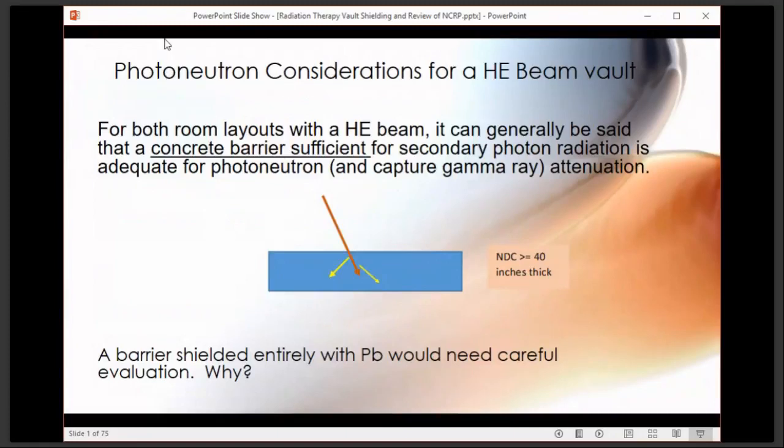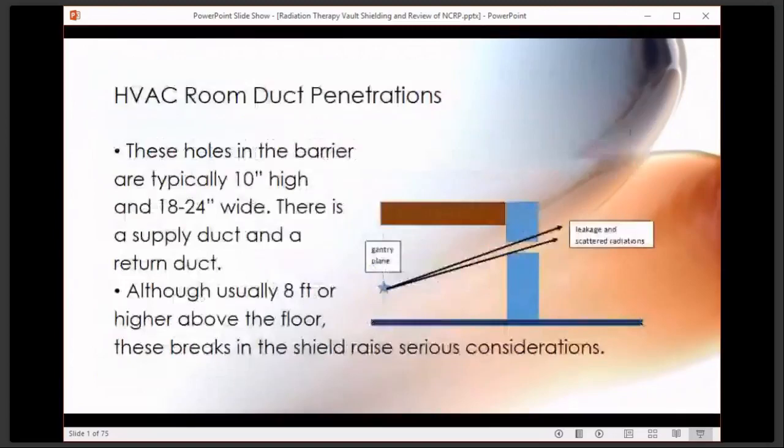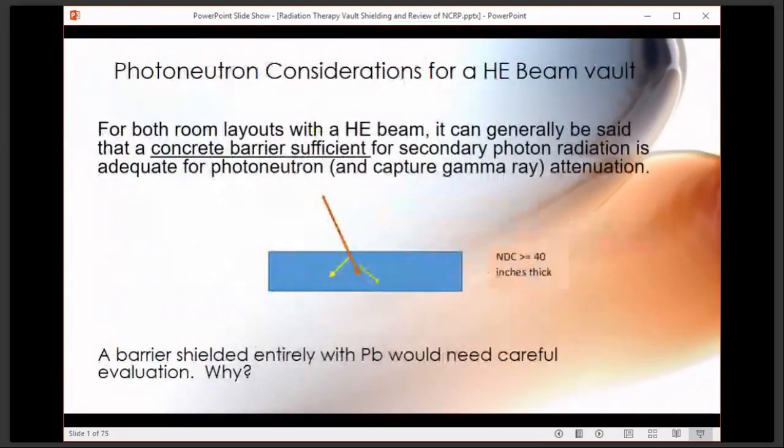One question that comes up from time to time: what about photoneutrons and secondary barriers? It turns out if you can shield for the leakage radiation, X-rays, typically takes 40 inches or more of concrete, that is sufficient for photoneutrons. So secondary barriers are pretty well accounted for if you're using concrete. If you're not using concrete as your secondary barrier, you better be careful because lead or steel don't attenuate photoneutrons nearly as well.